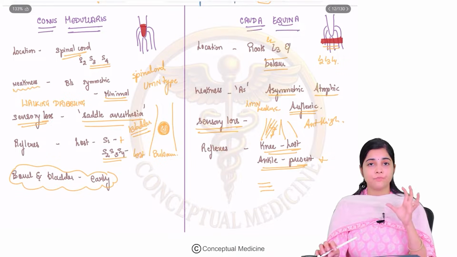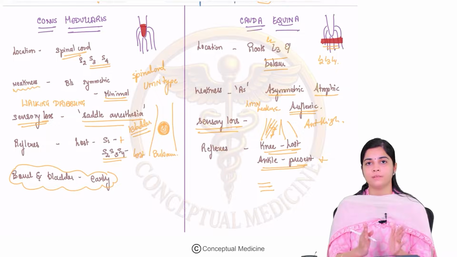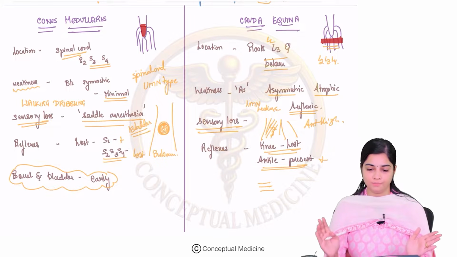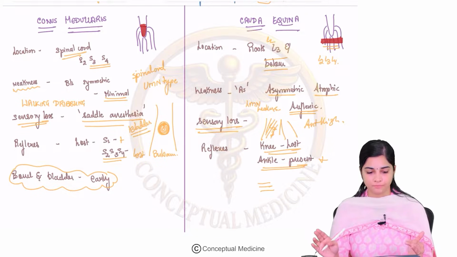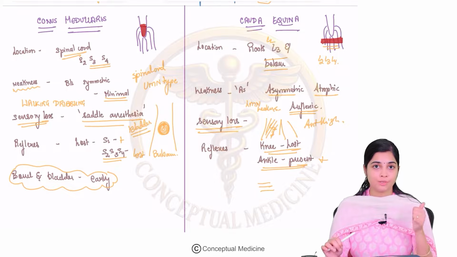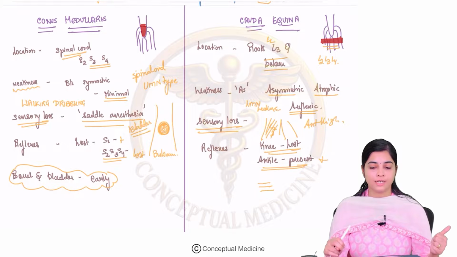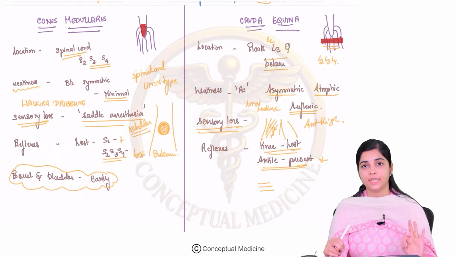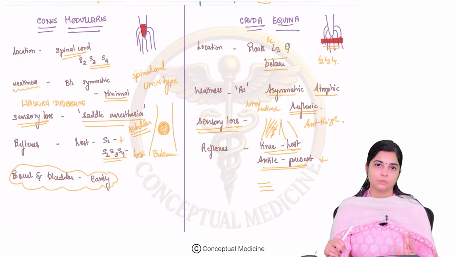So, I hope it's very clear. If you understand the concept behind conus and cauda, it's very easy to differentiate between them. Okay, fine. So, remember, walking dribbling is conus medullaris; asymmetric, atrophic, areflexic is your cauda equina.